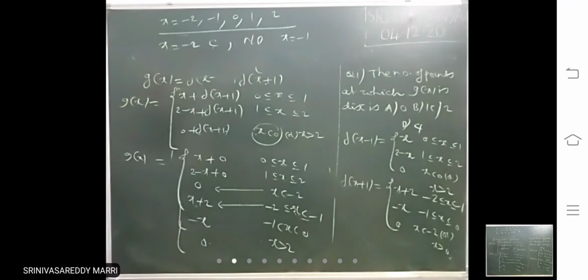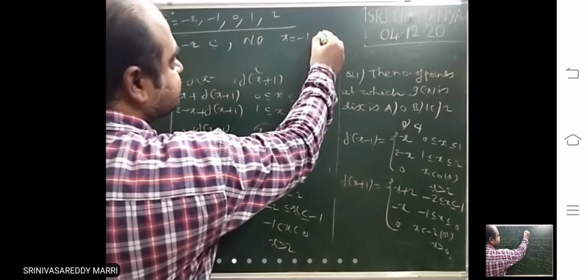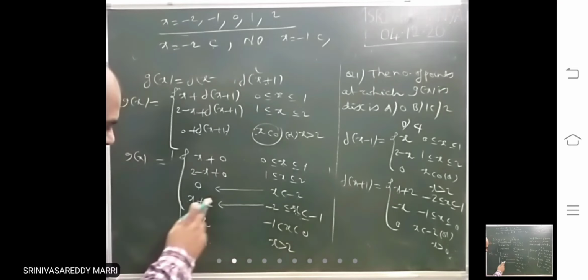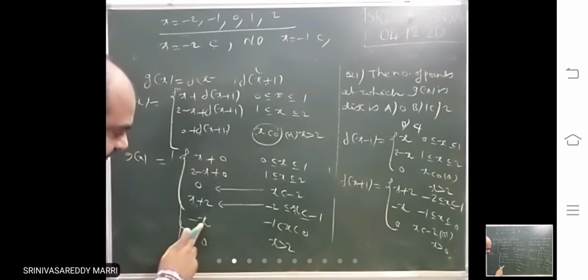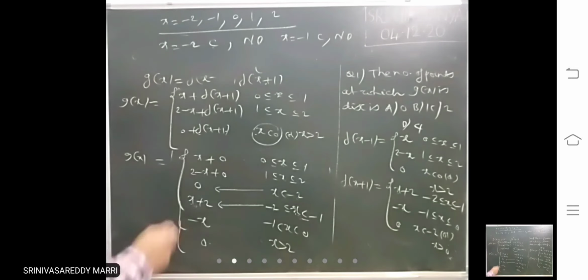Number of problems we have solved now. Directly at minus 1, limits. Minus 1 plus is what? Minus of minus 1, 1. Minus 1 minus is what? 2 minus 1, 1. And f of minus 1 is 1. Therefore, continuous. Left hand derivative at minus 1 is 1, and right hand derivative is minus 1. Not differentiable. Next.